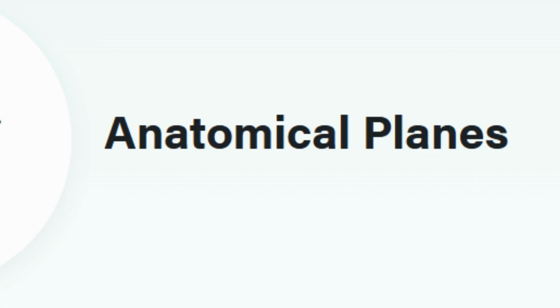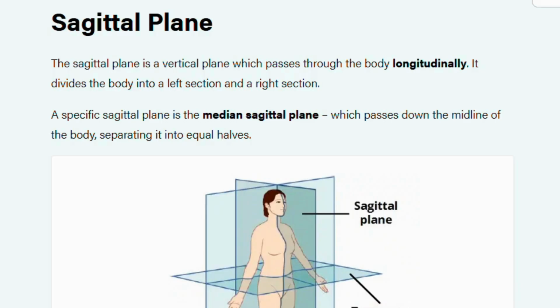Anatomical planes. Sagittal plane. The sagittal plane is a vertical plane which passes through the body longitudinally. It divides the body into a left section and a right section. A specific sagittal plane is the median sagittal plane, which passes down the midline of the body, separating it into equal halves.